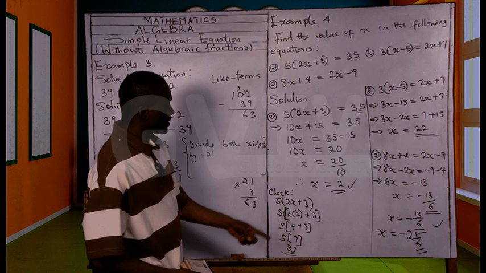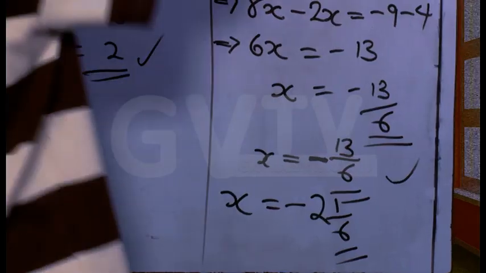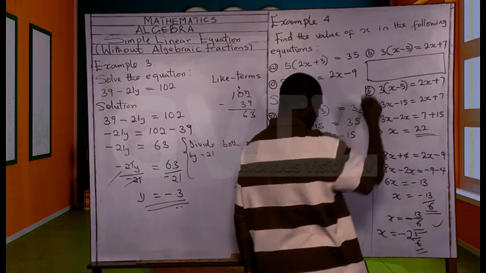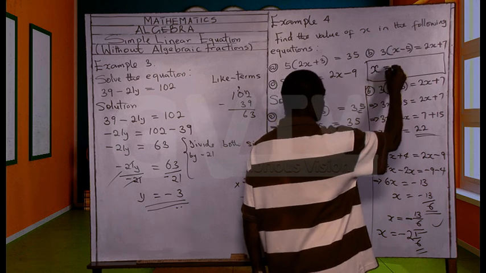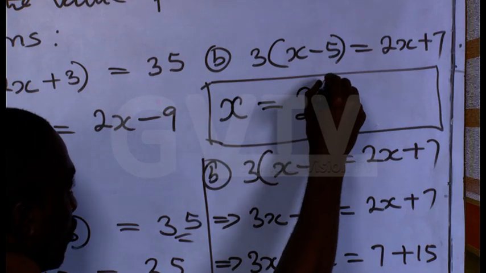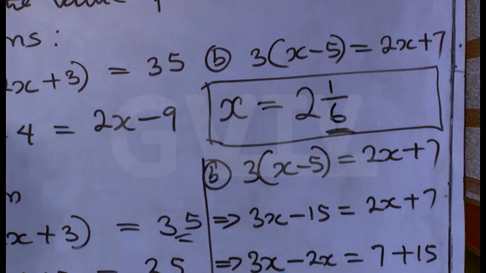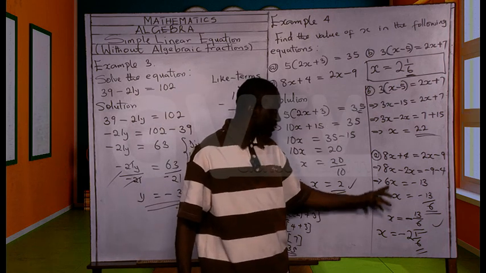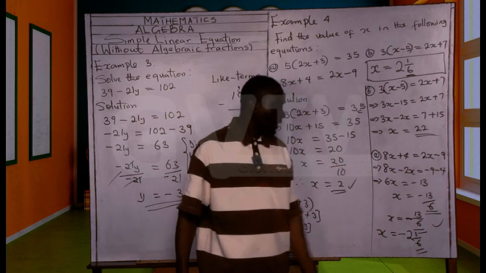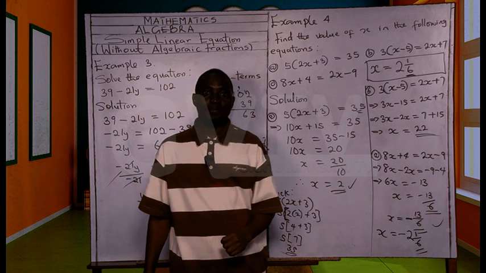So I hope you can see what I wrote there. Let me write the answer here properly. The answer we have for the value of x here, let me pick it up, is x equals 2 whole number 1 over 6. That is that. 2 whole number 1 over 6 is the solution to this equation. I hope you understand everything we have done so far.